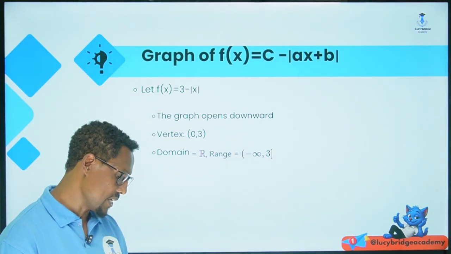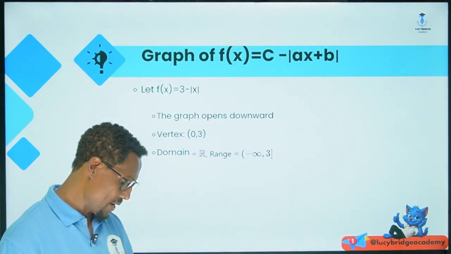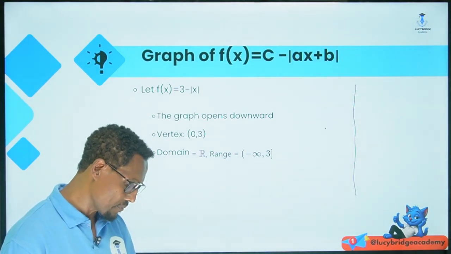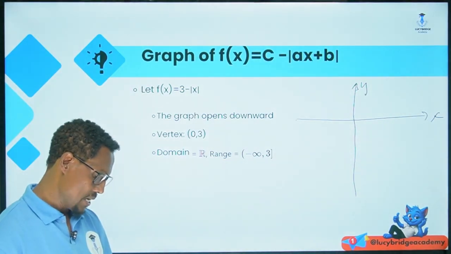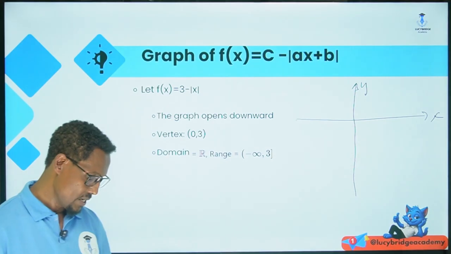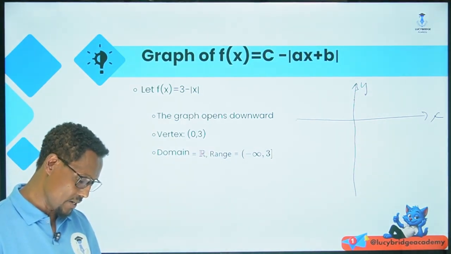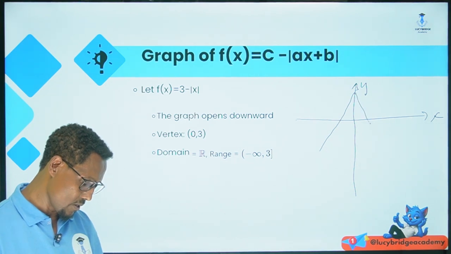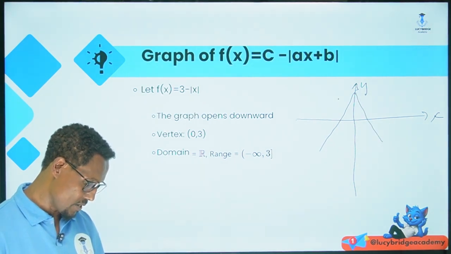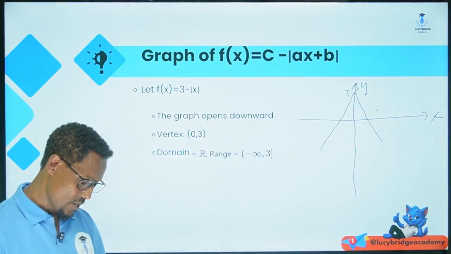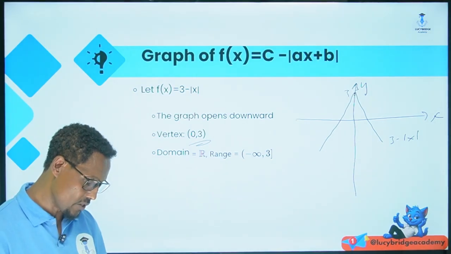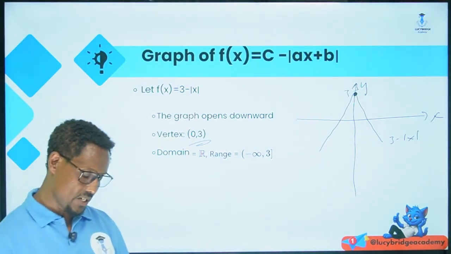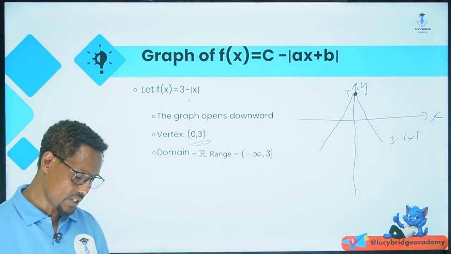Now let f of x equal 3 minus the absolute value of x. The graph opens downward, yes. Vertex (0, 3). Domain: first we need to place the graph. x, y. So in this case, minus x, shifted 3 units up. This is 3, and this is 3 minus the absolute value of x. Our vertex is (0, 3). It is downward because the leading coefficient is negative.